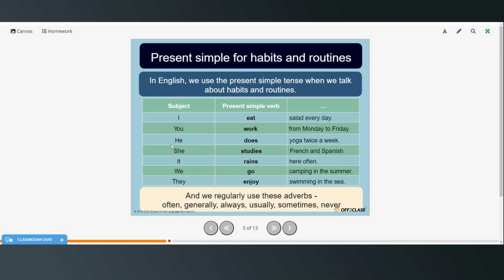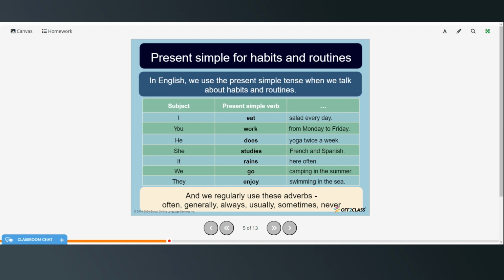So now we notice here with the he, we have an S form of the verb. She studies French and Spanish. Again, with she, we use the S form of the verb in present simple. It rains here often. Again, with he, she, and it, we always use the S form of the verb. We go camping in the summer, and they enjoy swimming in the sea.